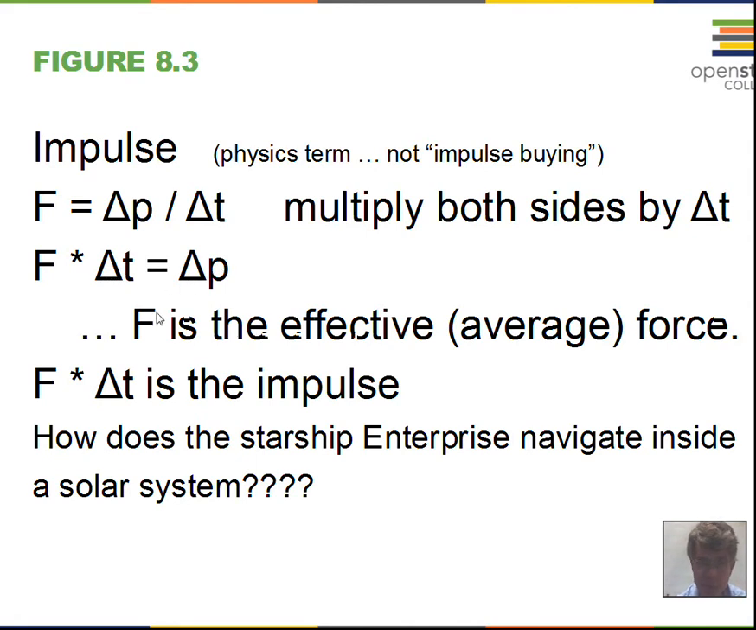So it's important that you realize this F has to be constant in this calculation over the whole time interval, or we use an average value over the whole time interval. That's probably a better statement. But F times delta t is the impulse.